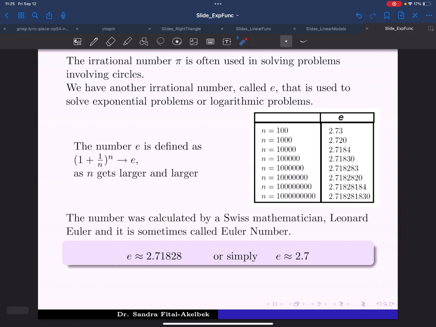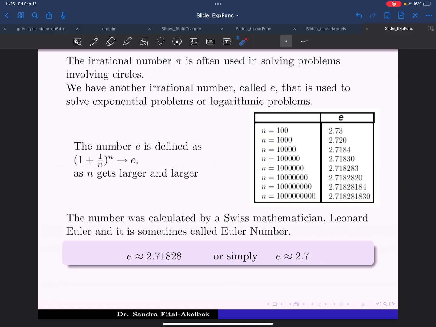Now we need to talk about a new number. So we know that the number pi is an irrational number and is used to solve problems involving circles. So today we're going to learn about another irrational number. That number is called e. That number is used to solve exponential problems or logarithmic problems with logarithms. Now the number e is defined as (1 + 1/n) to the power n for large numbers n.